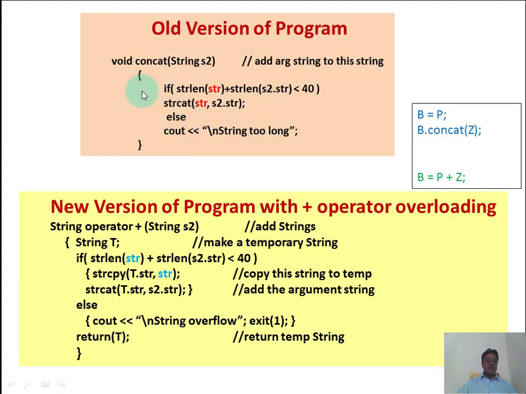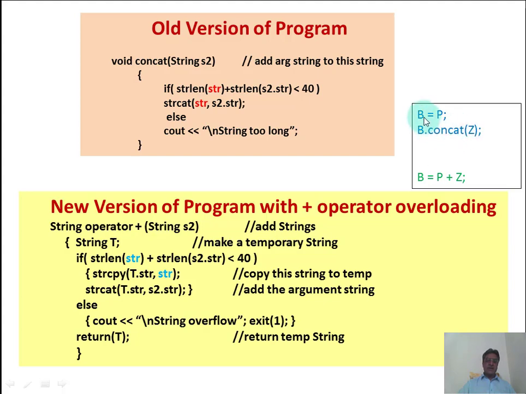Here, this is the old version of the program. That is, we discussed this version of the program, concatenating two strings, in our lecture number 8. But in today's lecture, this is the new version of the program with plus operator overloading. This is the operator plus, the overloaded operator function, while this is the concatenate function, which we used in the old version of the program. This class function is called through b.concatenate of z.